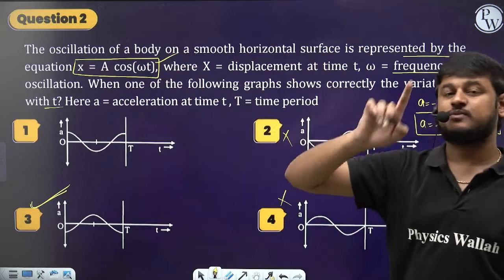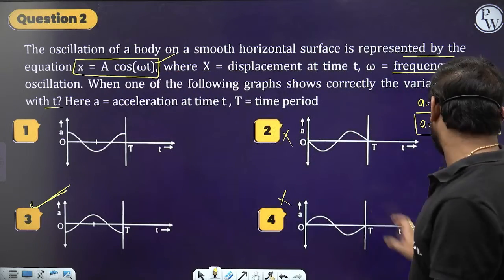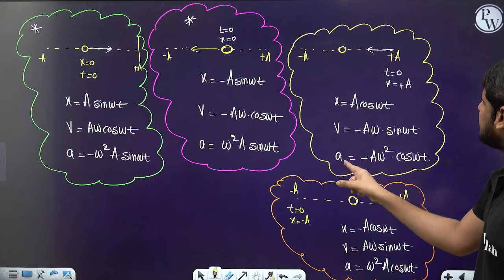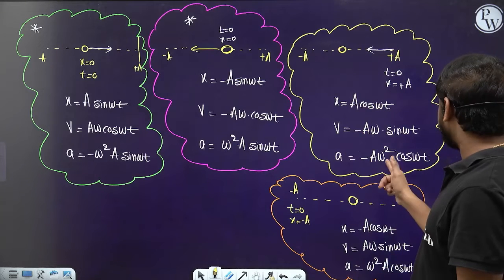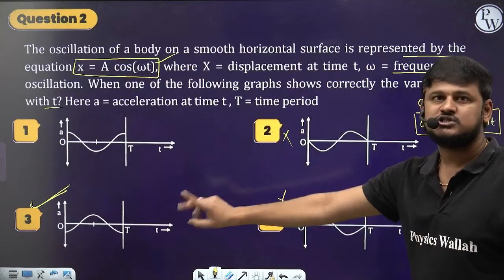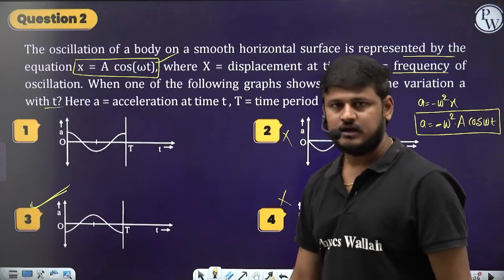The particle is performing S.H.M from the right extreme position. So which scenario? The right extreme scenario. In that case, the acceleration is minus a omega square cos omega t. So for that, the graph will be this one. Done. Clear? Chal.